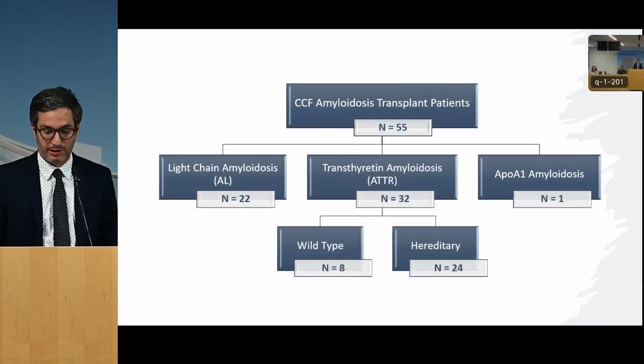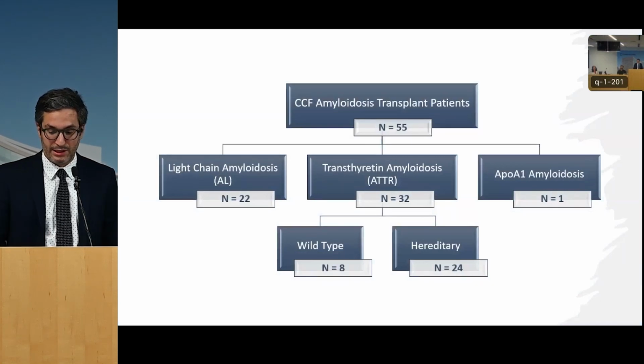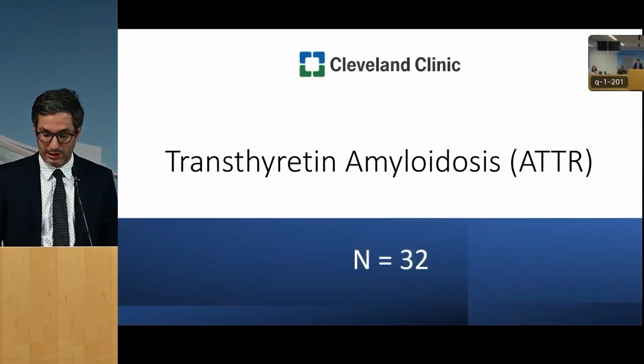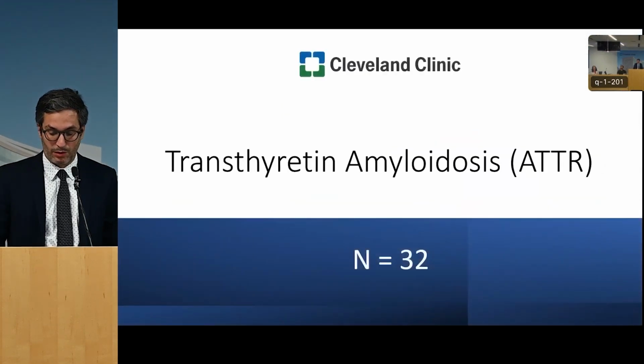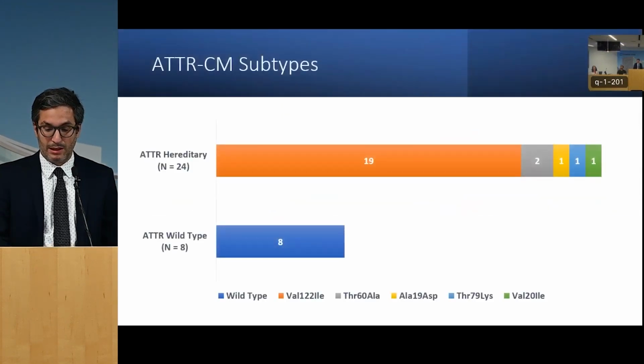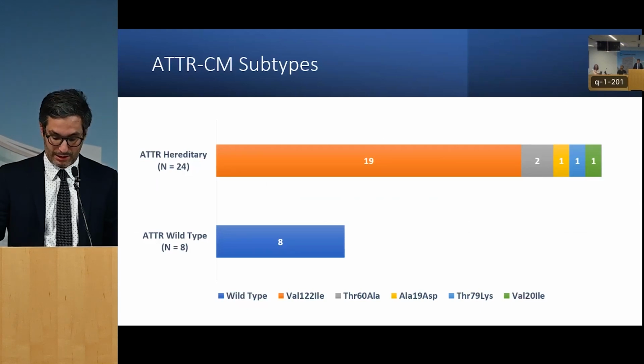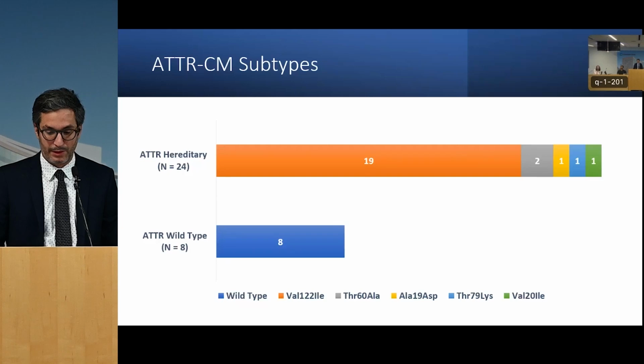This was data from about 6 months ago. 22 were light chain amyloidoses, 32 were TTR, and 1 ApoA. And from the TTR, 8 were wild type and 24 were hereditary. So talking about the ATTR first, 32, we see that the majority were hereditary. The main variant that we saw was Val122Ile, and 8 of them were wild type, which is the second biggest population.